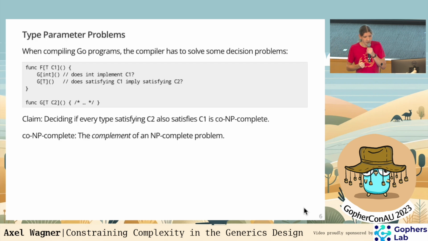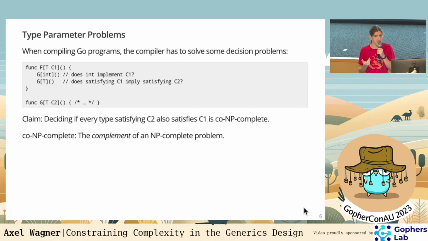But another question the compiler has to answer is, if a type satisfies C1, one constraint, does it also satisfy C2, another constraint? So does satisfying one constraint imply another constraint? And this is important if we have a generic function that has constraint C1 and that calls another function that has constraint C2, then the compiler actually has to make sure that this call is safe. It has to check, does every type that satisfies C1 also satisfy C2? And so my claim is that deciding this second problem is actually one of these very, very hard problems.